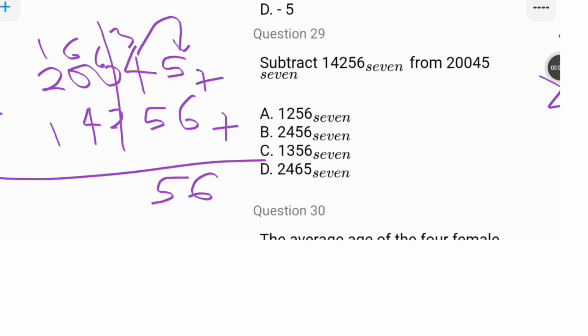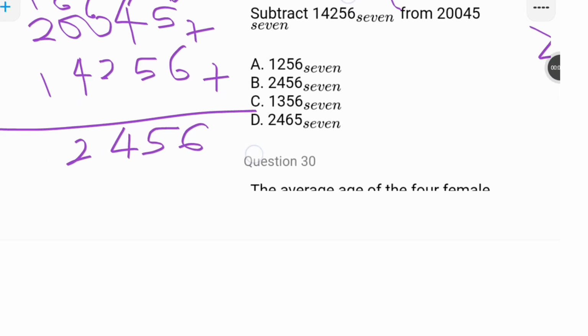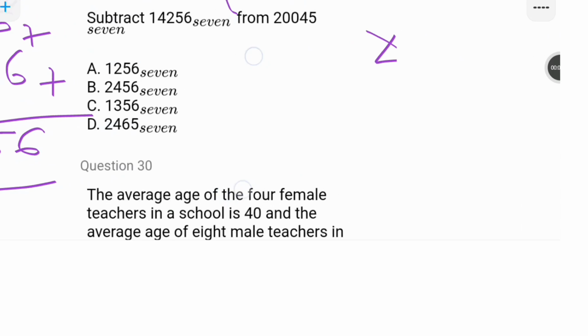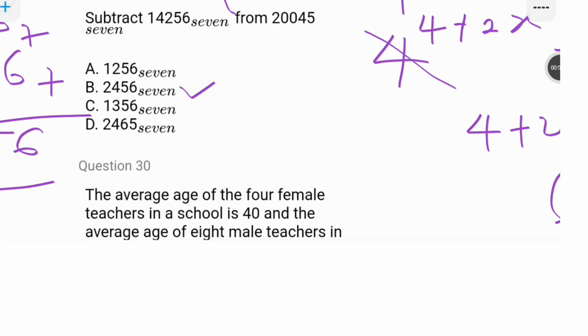This place is 6 minus 2. That will give you 4. 6 minus 4, that will give you 2. 1 minus 1 is 0, obviously. So just keep that part. So the answer will be 2, 4, 5, 6. So that's option B, 2, 4, 5, 6.